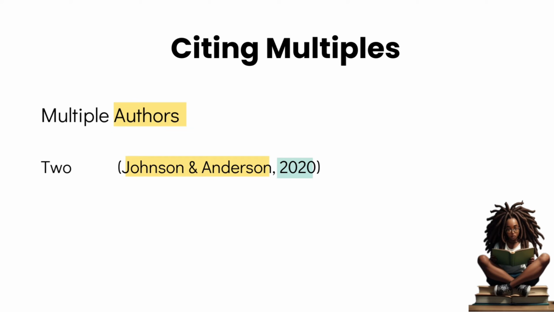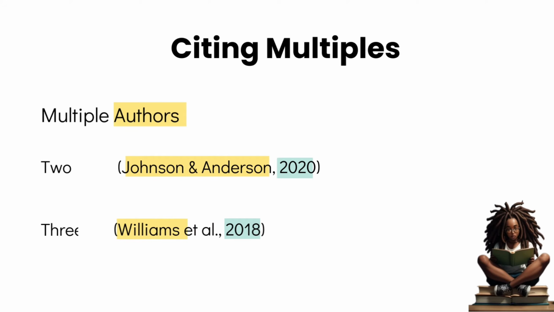If a source has 2 authors, then you will have to include both of the authors' surnames in the same order as they appear on the source. For example, Johnson and Anderson 2020. For sources with 3 or more authors, you can use et al., which means "and others", after the first author's name. For example, Williams et al. 2018. Now, we have discussed previously that when you are quoting directly from a source, you must include the page number as well as a source locator.